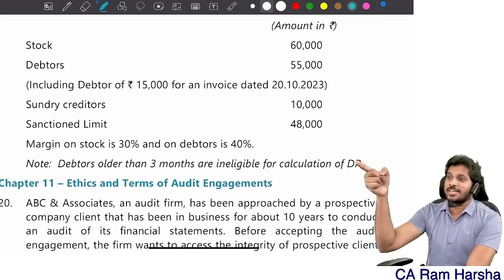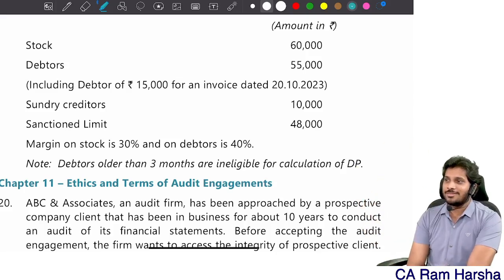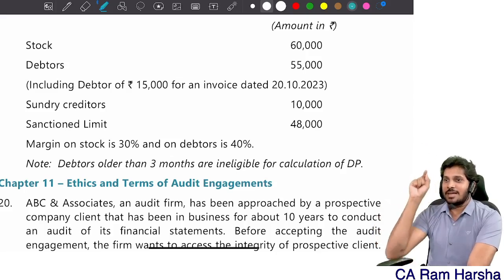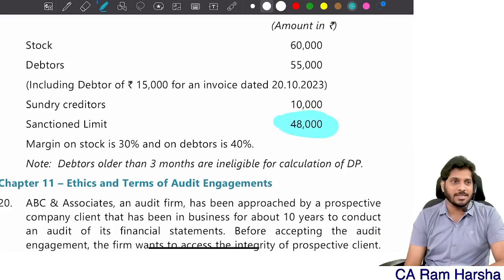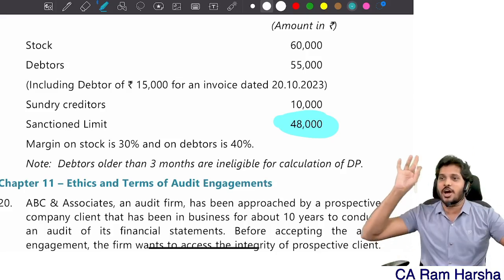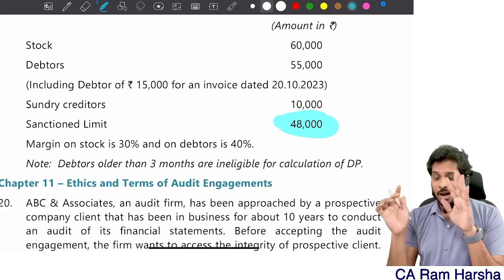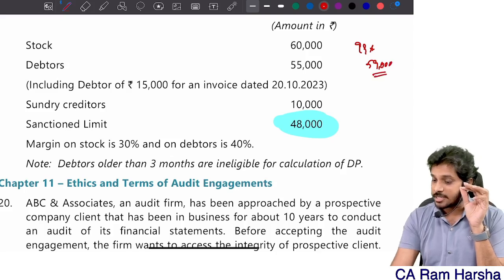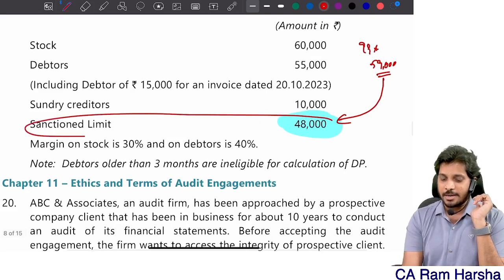Because drawing power cannot exceed the sanction limit. Ignoring the sanction limit, 59,000 is the correct answer. If I simply compute drawing power based on the data given, the drawing power will be 59. But drawing power cannot exceed it. 99% students will write 59,000, which is also a correct answer, but they will forget to write this point, to link this point. This is the important observation here.